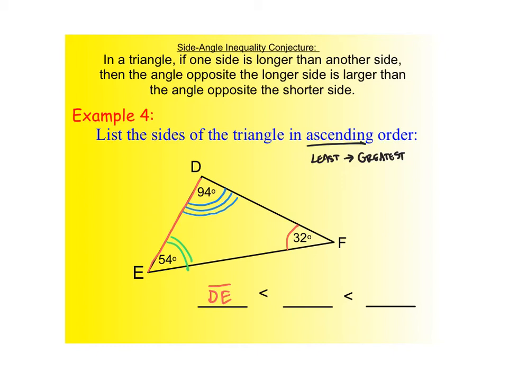Our largest side is going to be the side across from the largest angle, which will be EF. And the side that lands right in between would be the side DF, which is across from the angle that is not the smallest and not the largest. Okay, let's look at an example that takes this to a little bit more complex level.